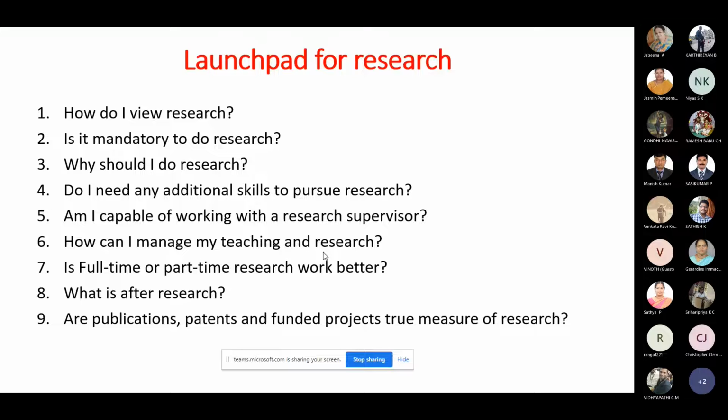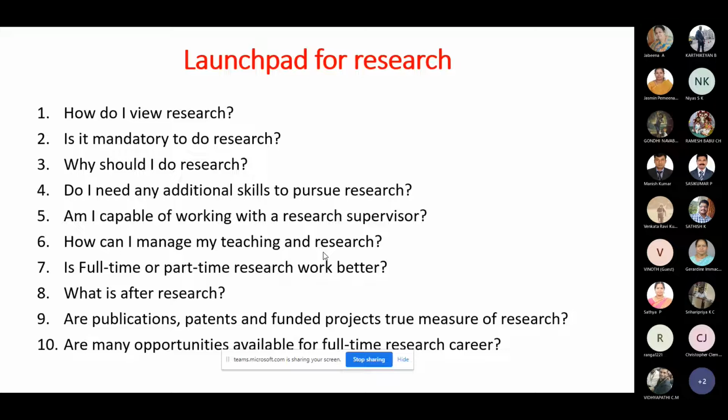Is it a true measure of research? Are many opportunities available for full-time research career? Is it true? So why should I do research, right? So I want to land up in a R&D of an industry, or I want to be a part of a premier research institute. Do I really need research? Or I would say that many institutions may offer some kind of research credit in which they encourage even the UG students to pursue research. So it is not mandatory that I should complete my PhD program to pursue my research career.